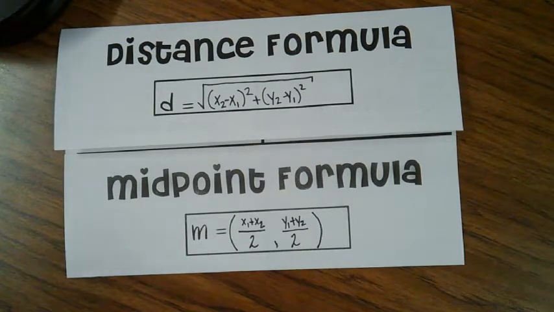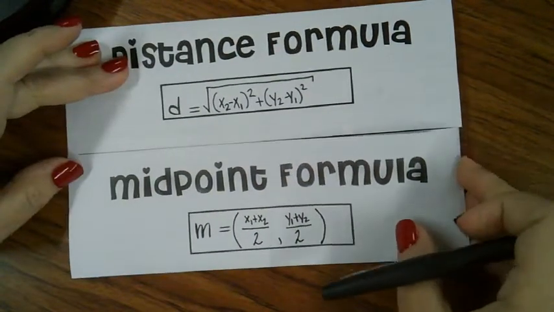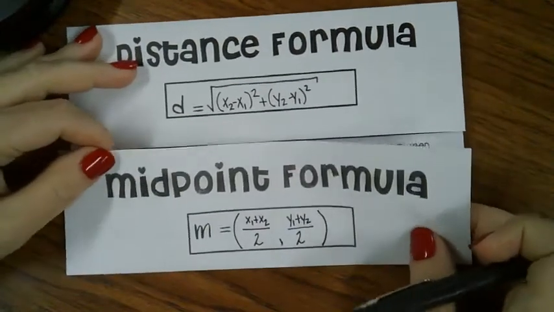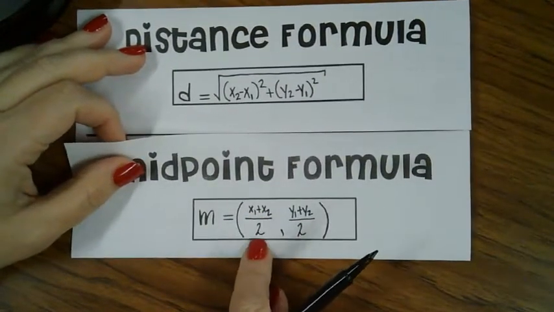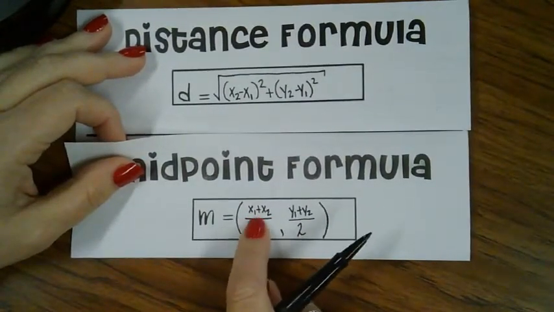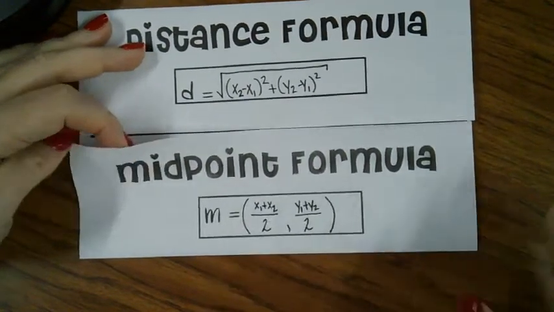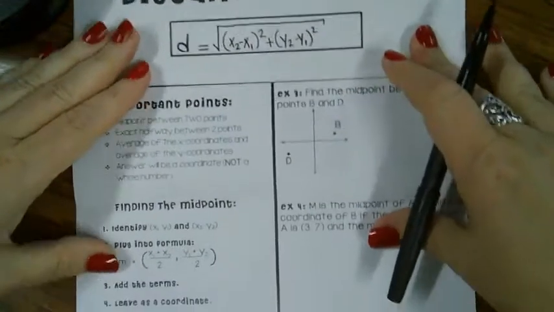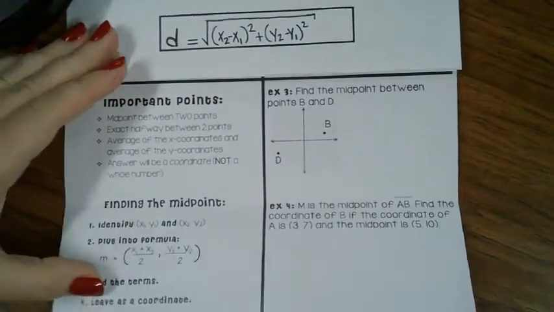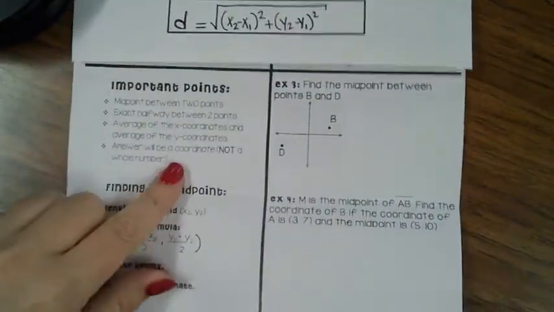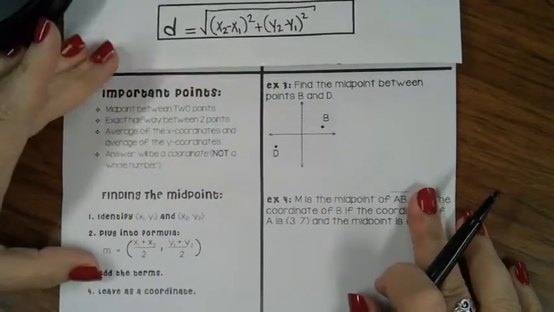So midpoint is important because it helps us find the exact halfway point between two other points. It is an average. We added the two things together and divided by the number of things we were adding. So this is an average of the two coordinates. And then your answer will always be written as a coordinate, not one number.